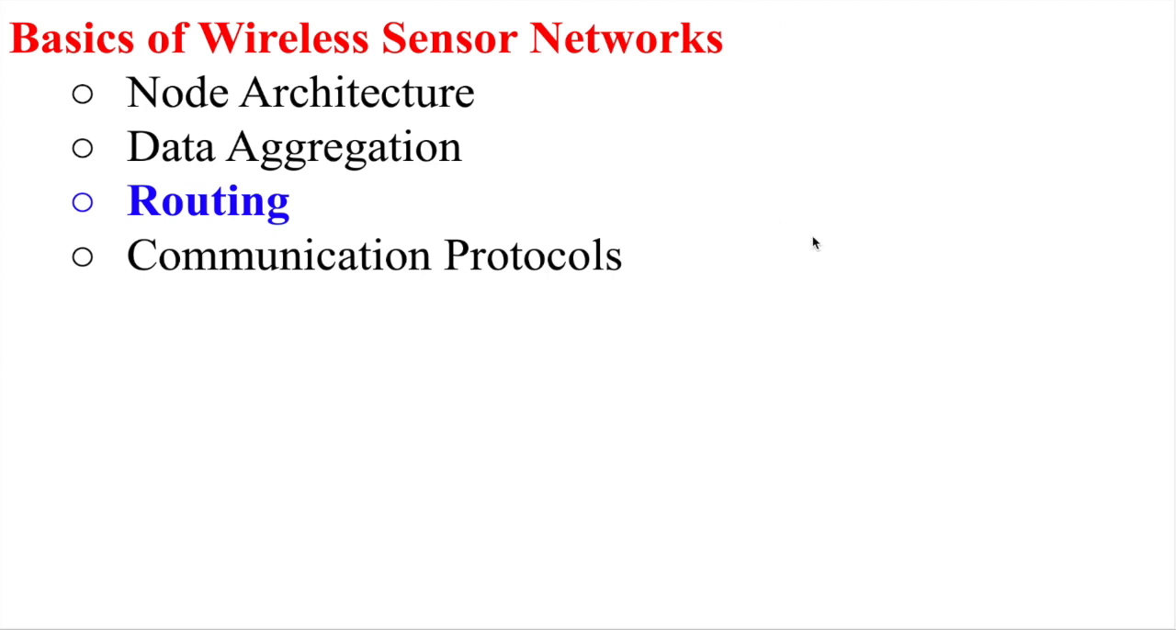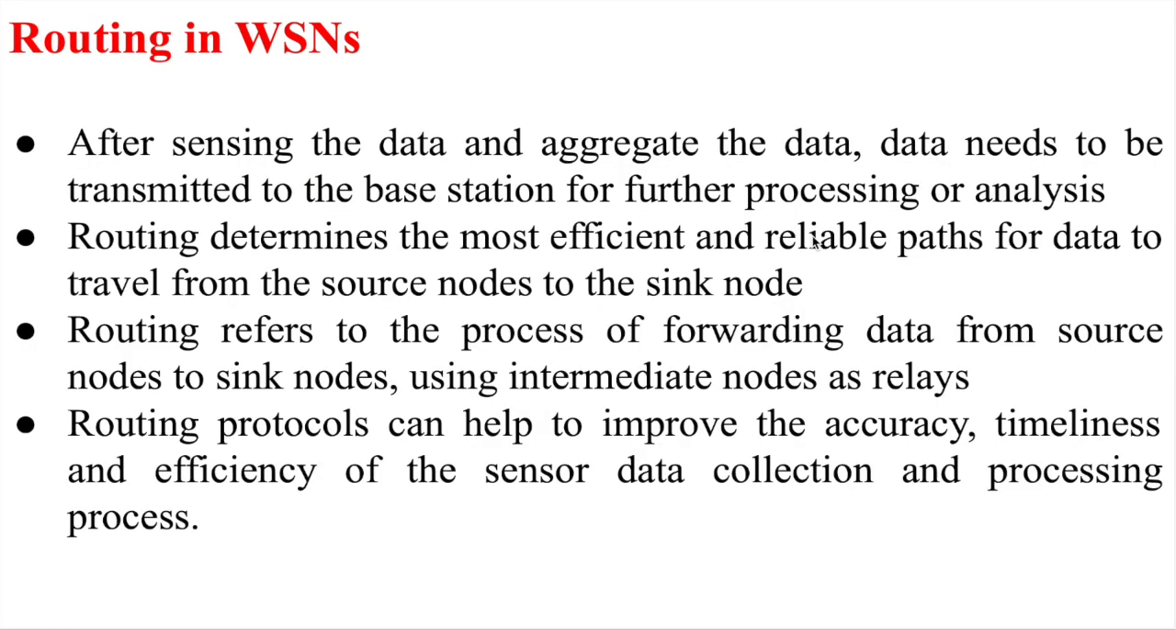If I have the information and I aggregate it, how can I transmit it to the next node or the next-to-next node? After sensing and aggregating the data, we need to transmit it to the base station for further processing. Routing techniques determine the most effective and reliable path for the data to travel from source to destination. Here there are two keywords: one is efficient, another one is reliable. Reliability does not always imply efficiency, and vice versa.